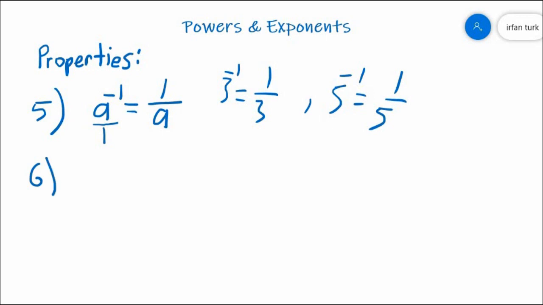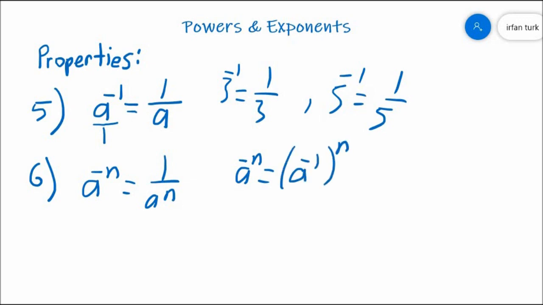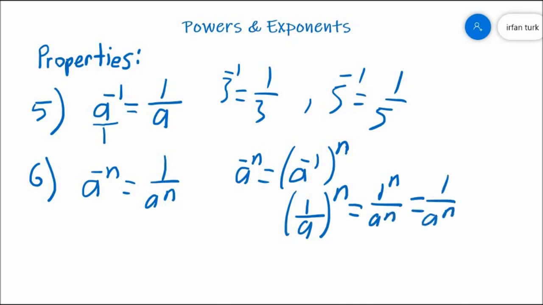And sixth property, a to the power of negative n is 1 divided by a to the power of n. This property comes from the previous property actually. A to the power of negative n can be written as a to the power of negative 1 to the power of n, because if you take the power of the powers and the powers are multiplied, then we can get the left term, so they are equal to each other. Here, a to the power of negative 1 is 1 divided by a. If you take the n power of numerator and denominator both, 1 to the power of n divided by a to the power of n, 1 divided by a to the power of n.